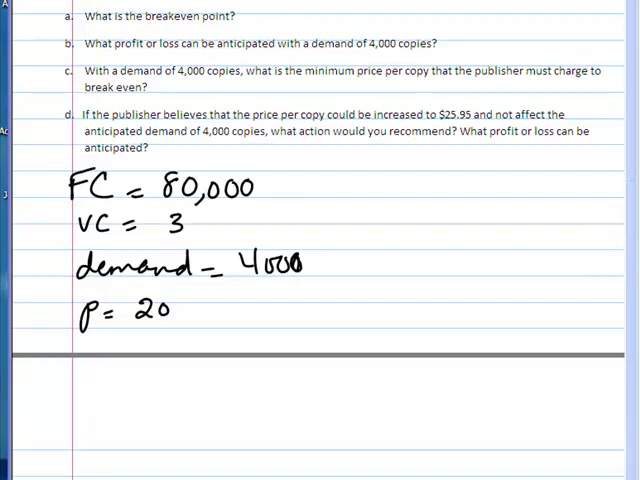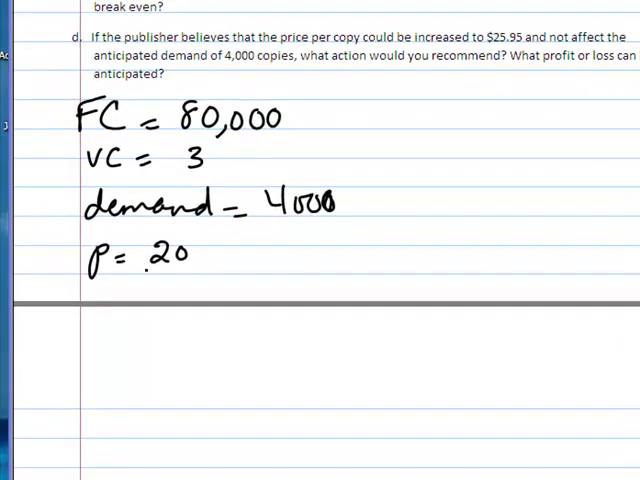From reading the problem, we know the fixed cost is $80,000, variable cost is $3, demand is 4,000 units, and the selling price is $20. Part A says what is the break-even point.